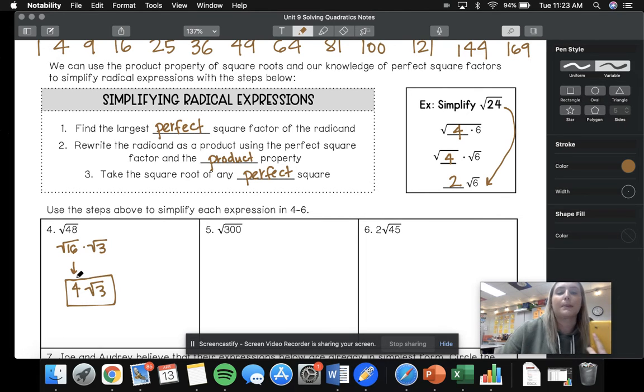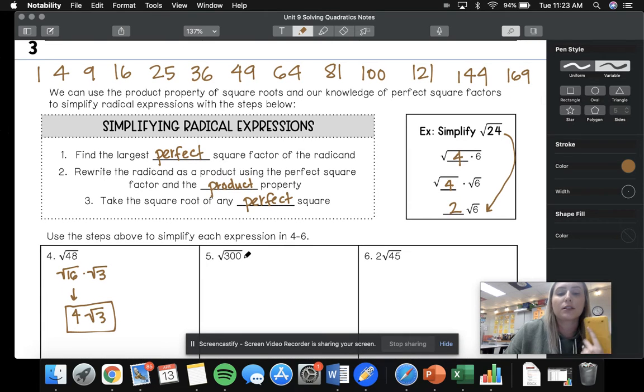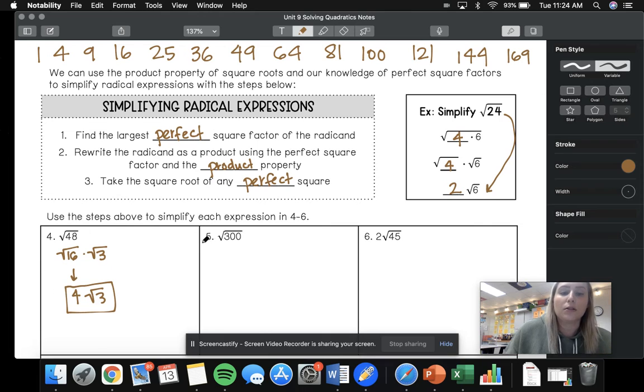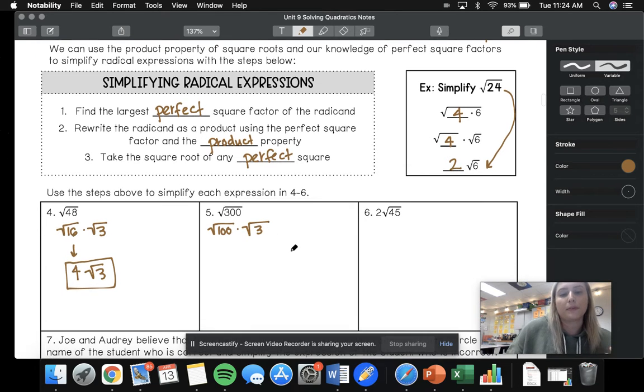All right, the next one, the square root of 300. So I'm finding a perfect square. I think 25 goes into it, but I'm going to look for a bigger one. Looks like 100 is a perfect square. So 300 divided by 100 is 3. So this would be the same as the square root of 100 times the square root of 3. Okay, the square root of 100 is 10. Square root of 3, I have no idea. But simplified, that is 10 square root of 3.